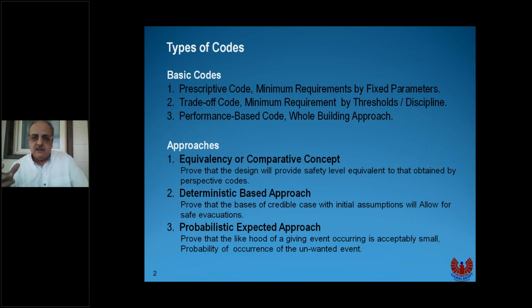You can state a value for a performance of the building envelope, and then you can make any design you want just to reach the value stated for the performance of this envelope. Third one, the performance-based code, what we call the whole building approach. This has now become commonly used, especially in fire engineering. It is used when we try to utilize the jet fans for ventilation and so on.